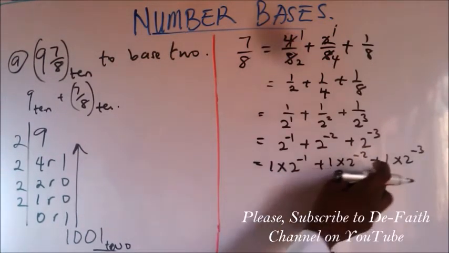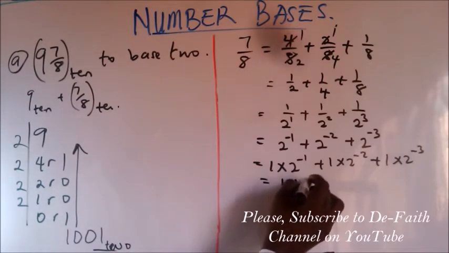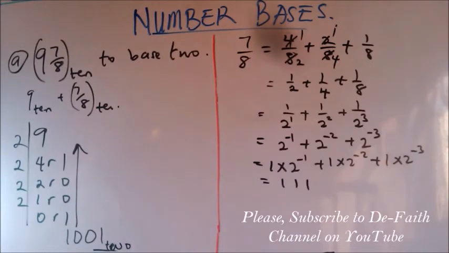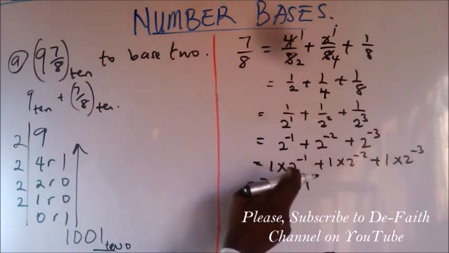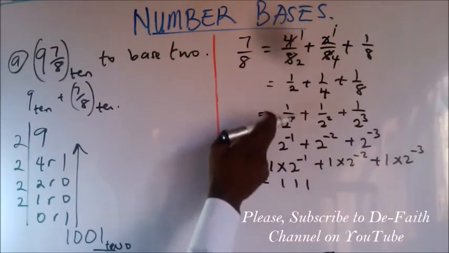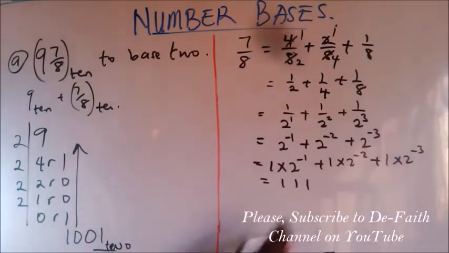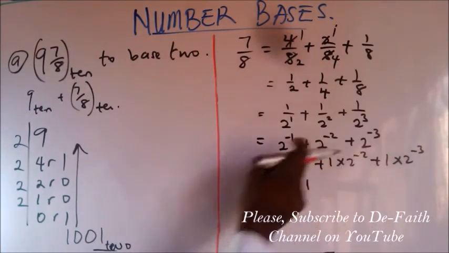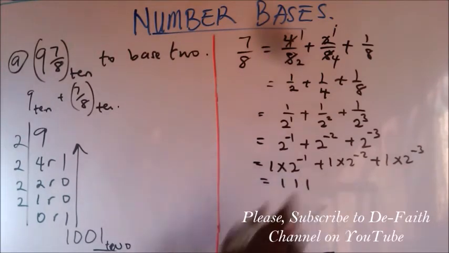Now these are the numbers that we are going to use. So we'll use 1, 1, 1 because they are the numbers that we use to multiply this 2 raised power. We use this 1 to multiply 2 raised power minus 1 to get this, and then respectively, likewise, we use 1 to multiply 2 raised power minus 2 to get this. And so we have the fractional part to be 1, 1, 1.